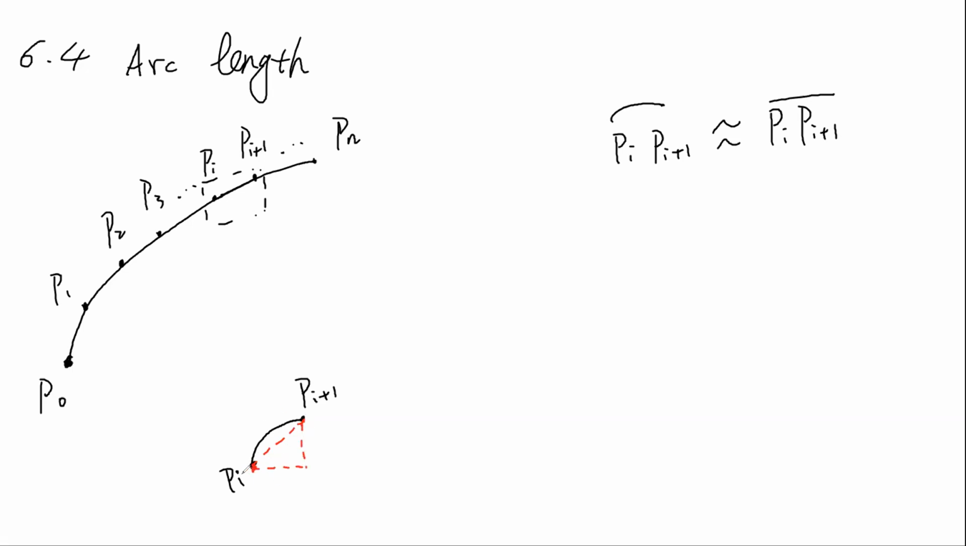And then in order to calculate this segment, we can use the Pythagorean identity. From here to here, we call the increment in x, delta x_i, and the increment in y, delta y_i. Then the segment from P_i to P_{i+1} is simply the square root of delta x_i squared plus delta y_i squared.